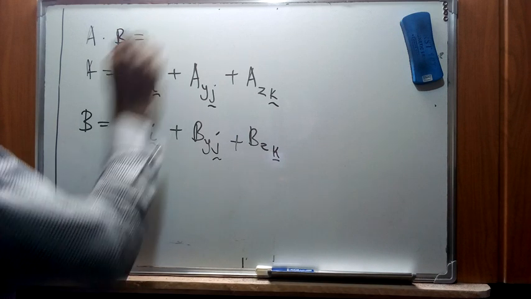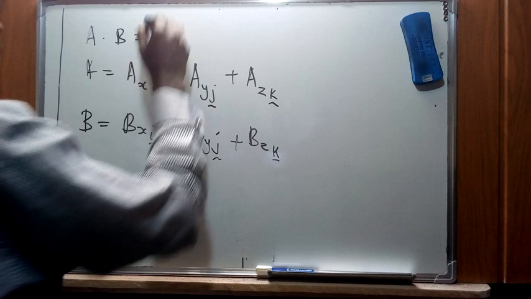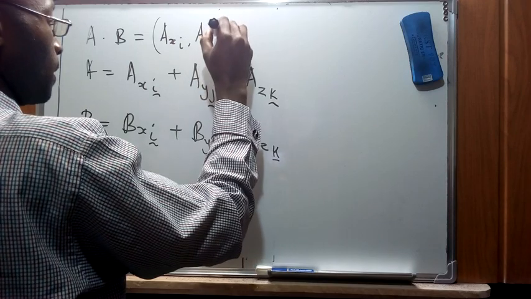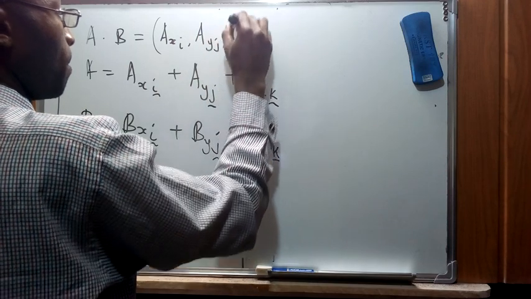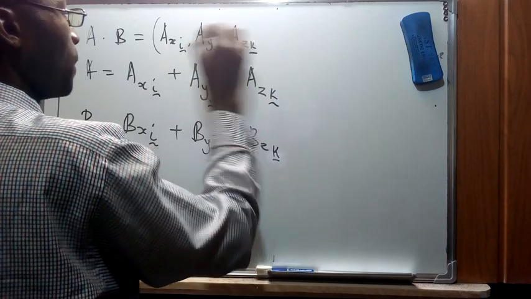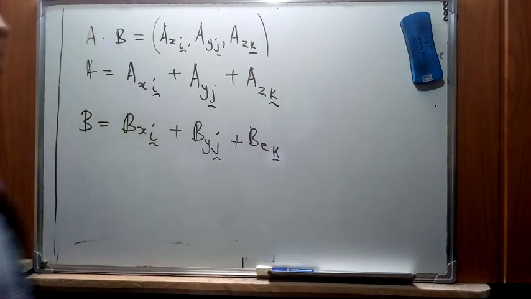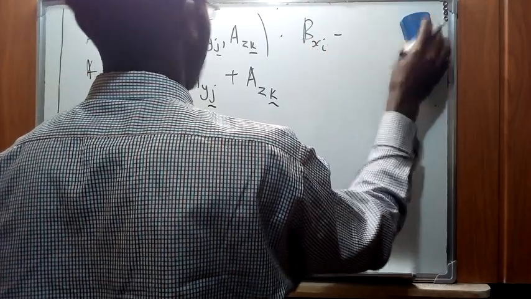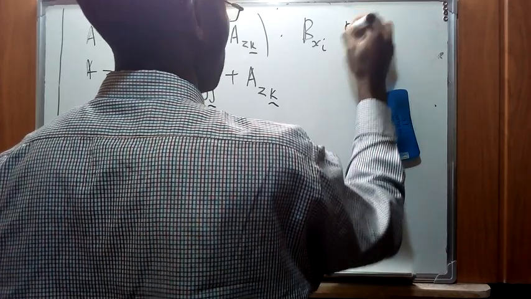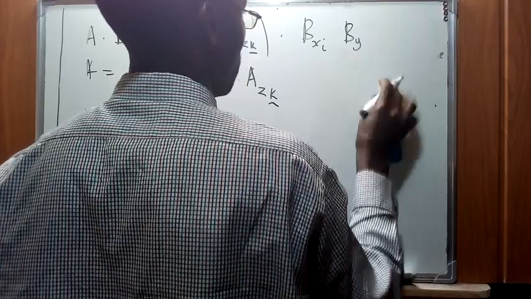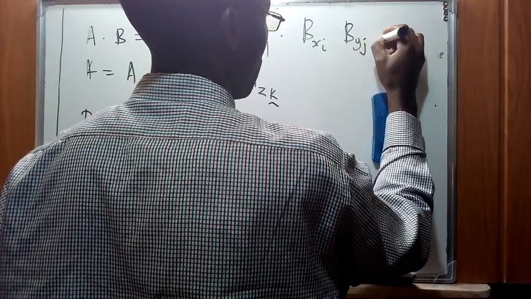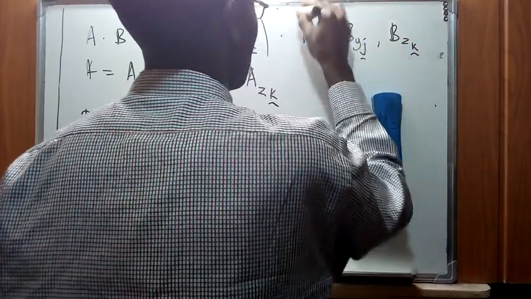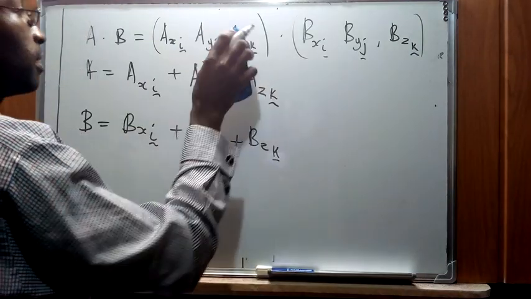Now the dot product of A and B therefore is going to be represented by having the components of A, and then we do a dot with the components of B. So we have a component of this one, and then Bz k. So we are having a dot product of those specific components.